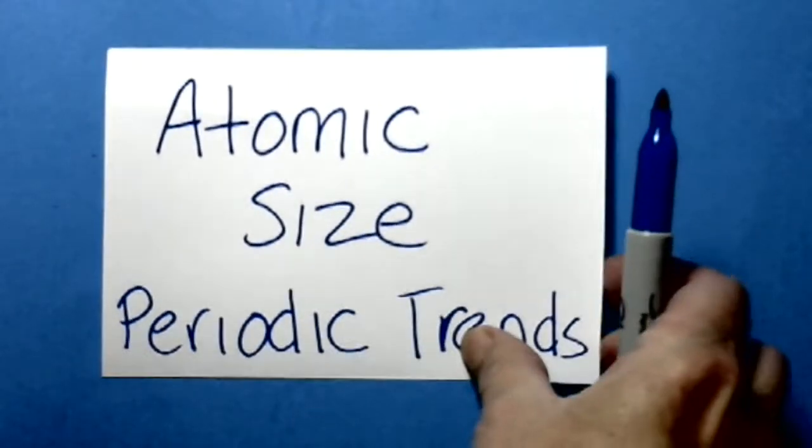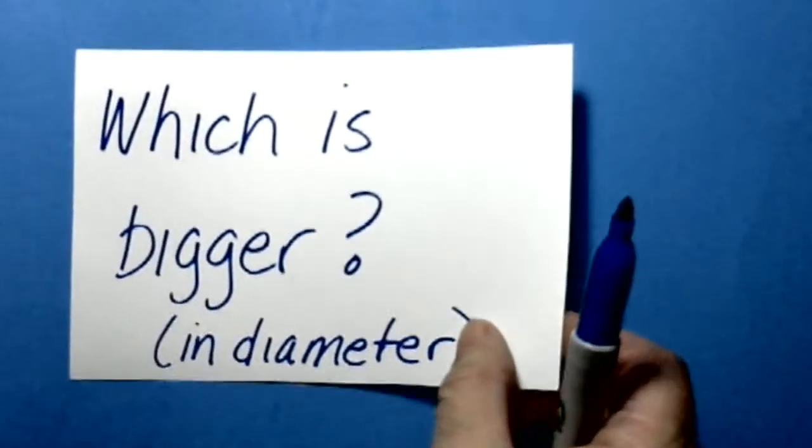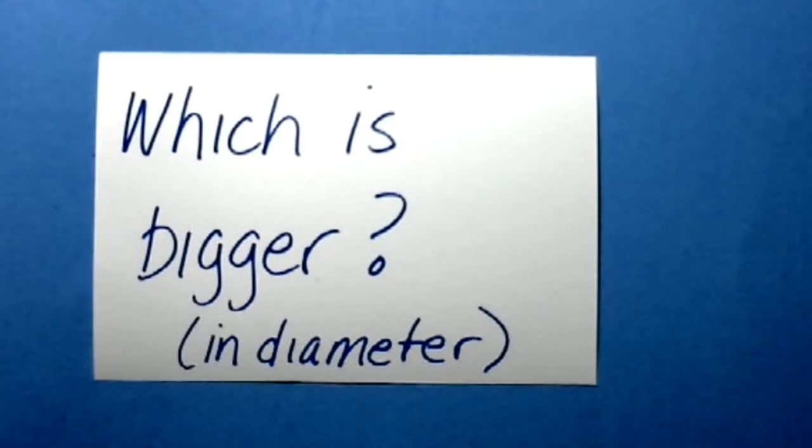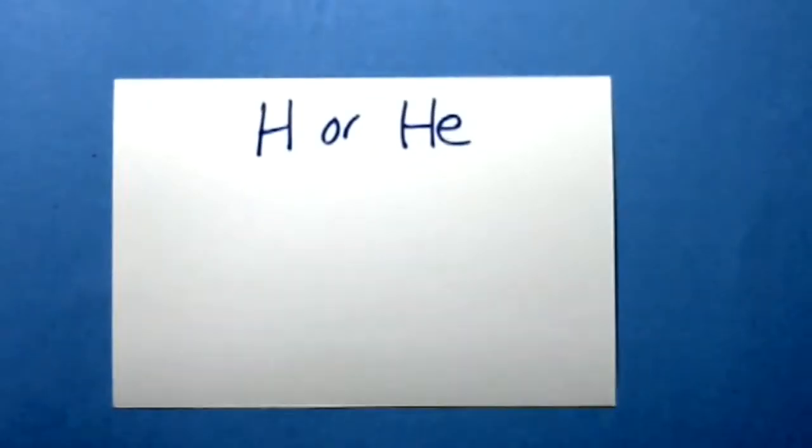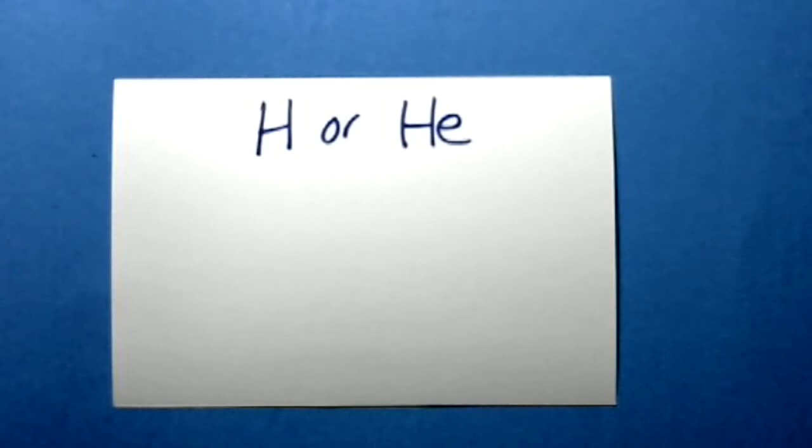I'm going to start this with a couple of questions to see if you can figure them out. The first question I'm going to ask you is, for the atoms, which is bigger? And by bigger, I mean bigger in diameter. For hydrogen and helium, the first two elements on the periodic table, which is bigger? Make a decision, write it down. Did you say hydrogen? Did you say helium? Which do you think is bigger?